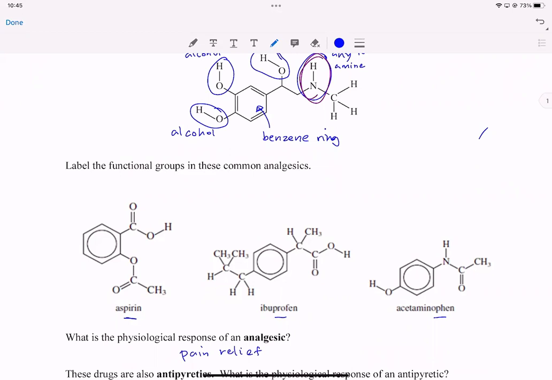So what they all have in common is they all have a benzene ring. So let's label that benzene ring as the starting point. And so here's a benzene ring on each of these. Okay, so they all have a very similar structure that begins with that benzene ring. And so that's really the scaffold.